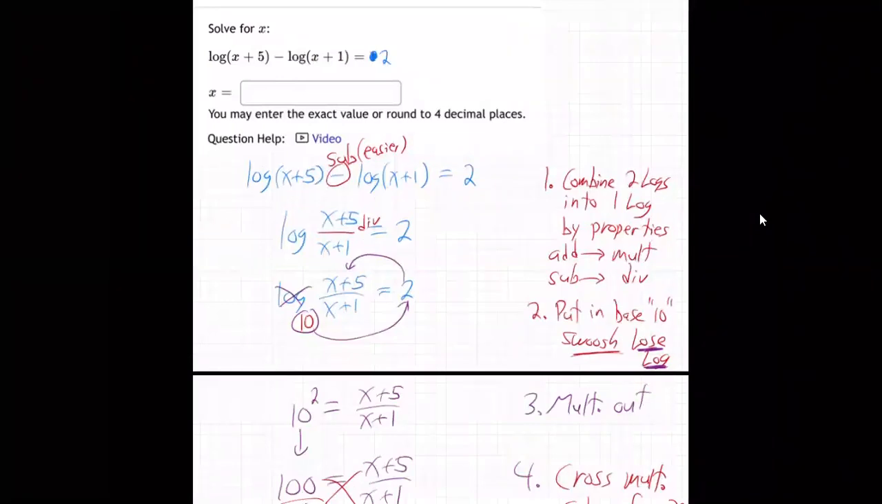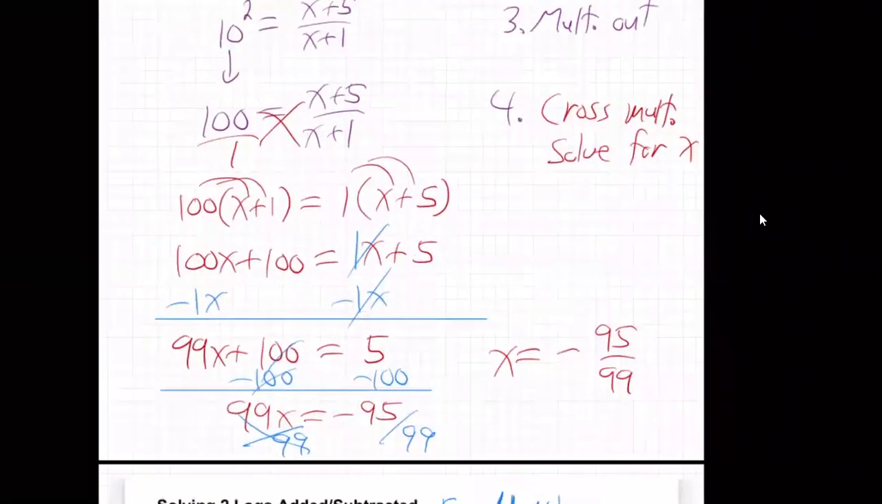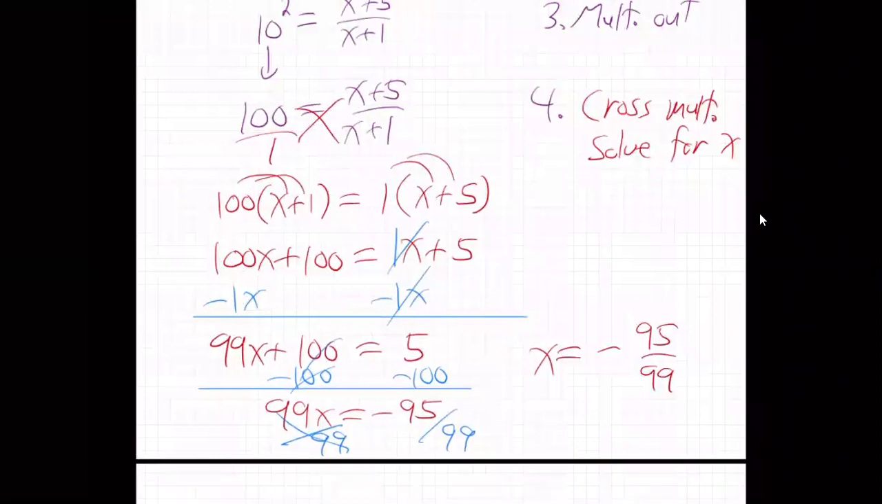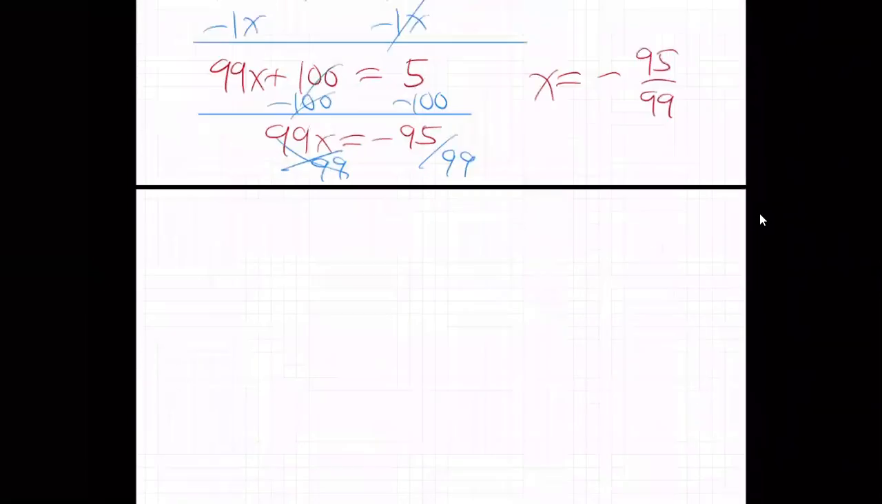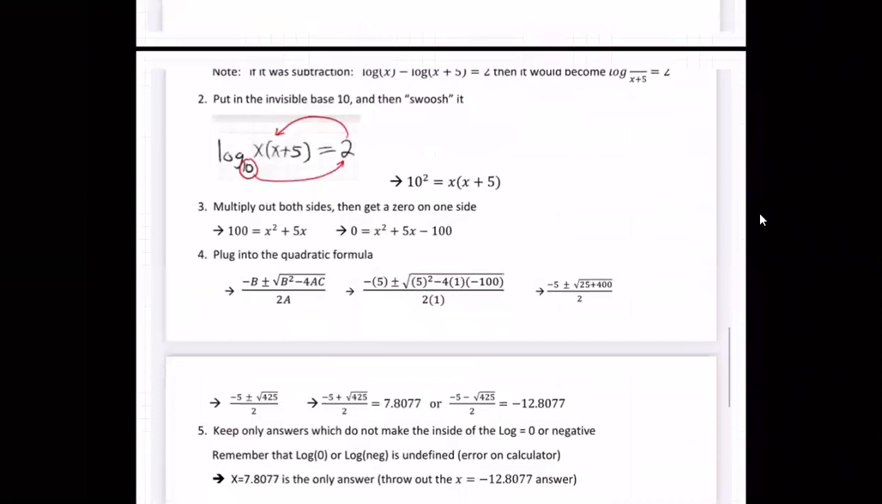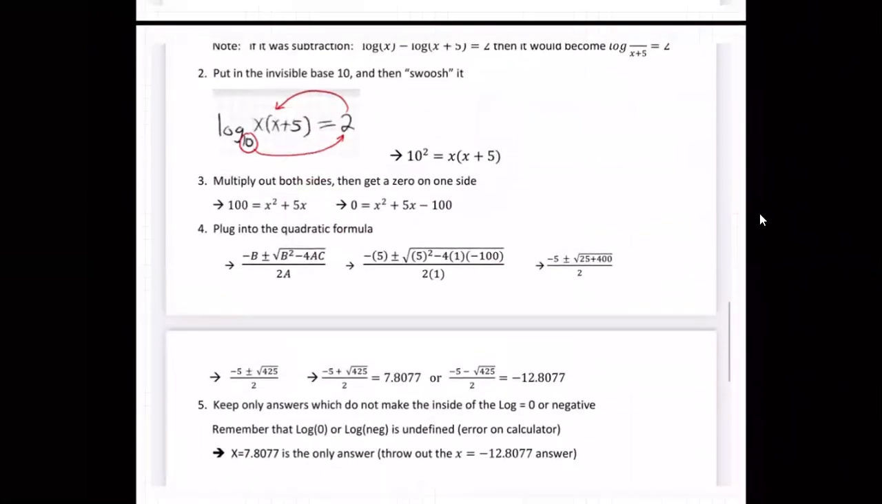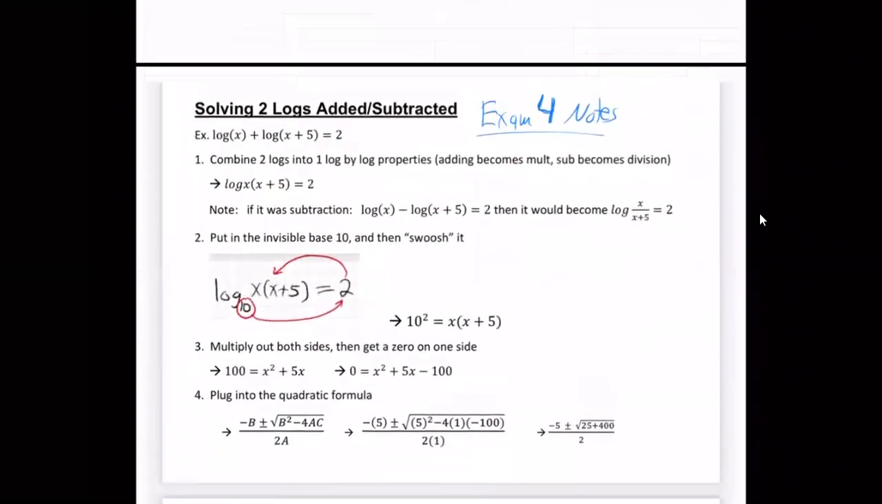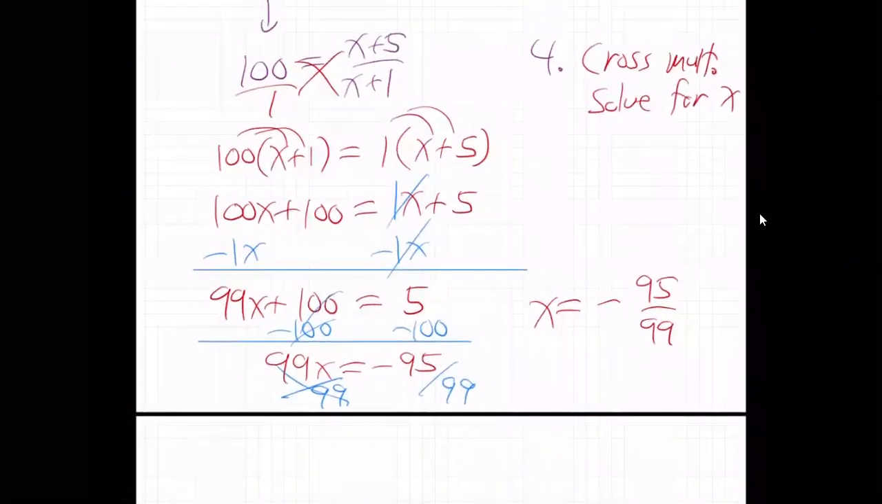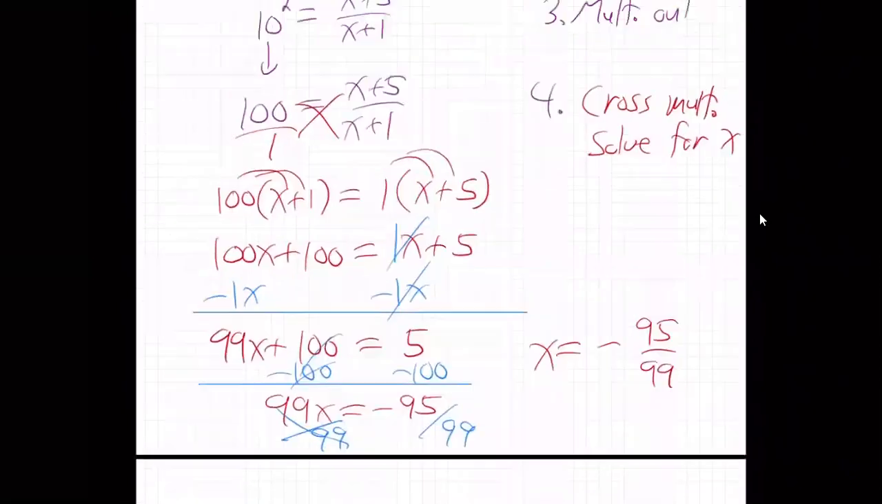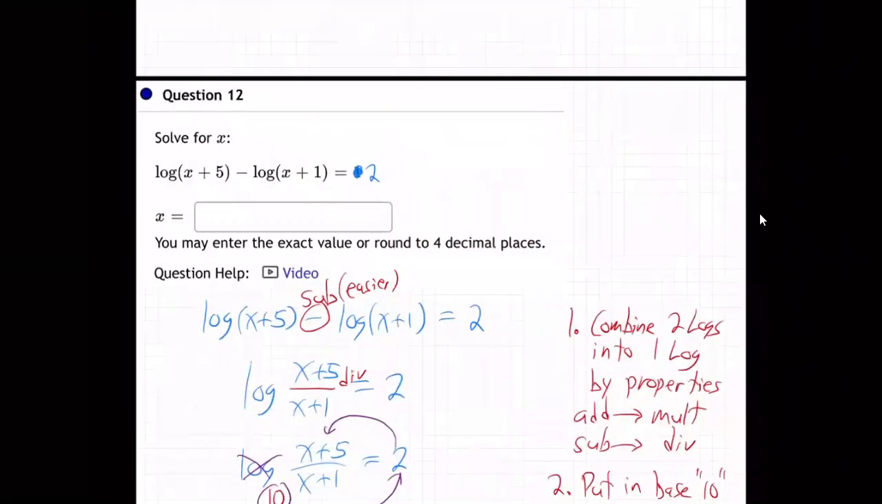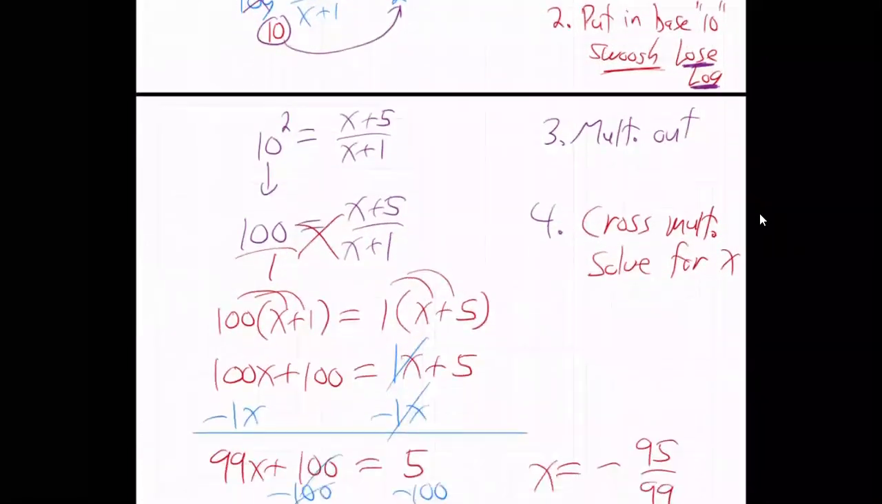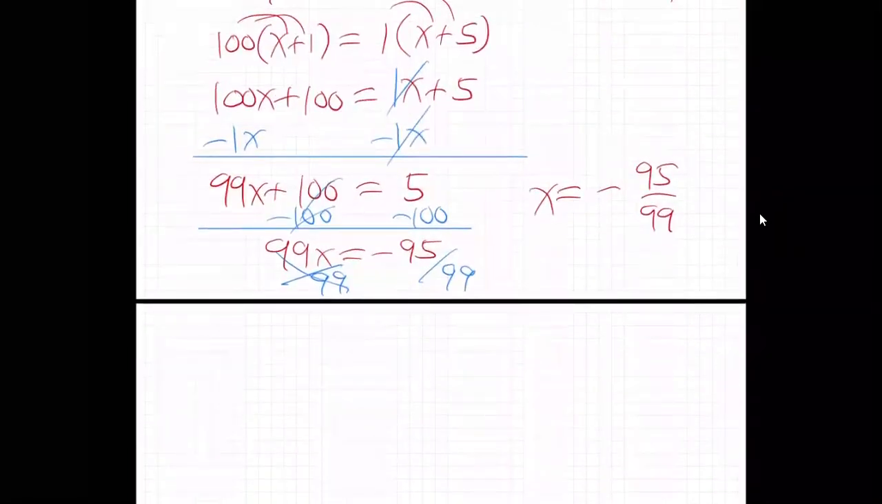Now let's go back for a second. Now you might say, wait, Mr. Heron, didn't you say that the inside of a log can't be negative? It says something about that down here in the notes. Yeah. Keep only answers which do not make the inside of a log 0 or negative. Remember that log of 0 or negative is undefined. So in my example, you had to throw away the negative. Now you might say, oh, well, this is a negative answer. Let's throw it away. No. Careful, not quite so fast. It says exact value or round to 4.